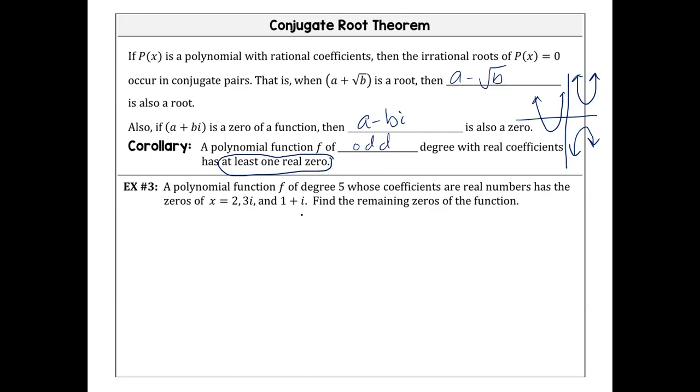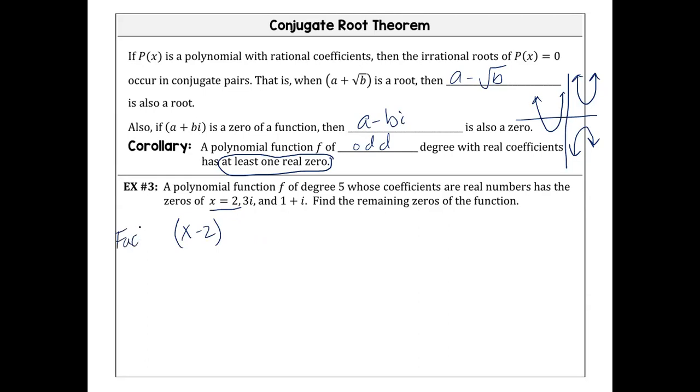Okay, they come in pairs. Imaginary roots come in pairs. You have a positive and a negative for every imaginary root. So here we have our first root, x equals 2. I can write that in factored form. If I have x equals 2, then the factored form is going to be x minus 2.